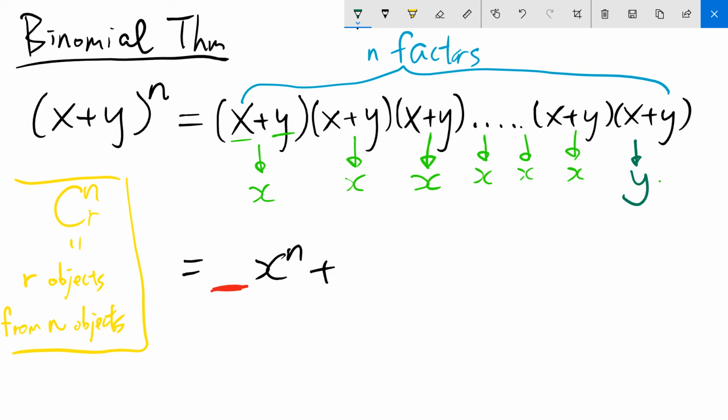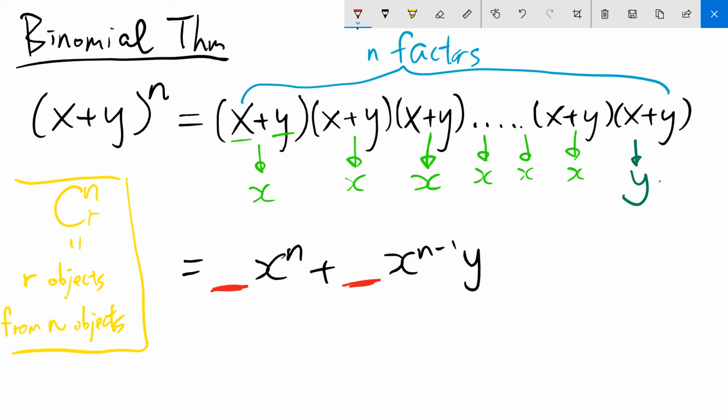So here we have n minus 1 x and 1 y. Okay, now we have to multiply them all together. We will get x to power n minus 1 times y.